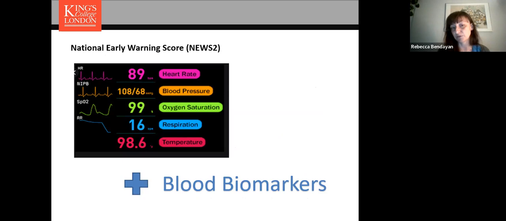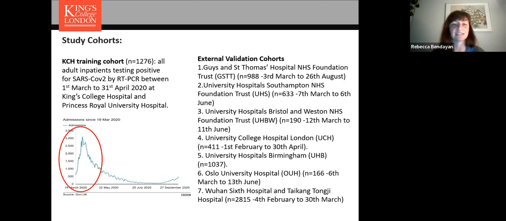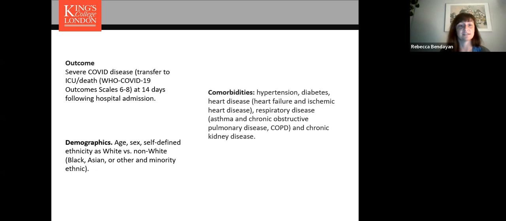And this I'm not going to go through, but the whole idea is that we started in KCH and we validated in a lot of other hospitals. We looked at severe COVID disease at 14 days after hospitalization. And we took into account all the demographics we had at the time, and the comorbidities. And we could only do it because we had all the infrastructure in place.